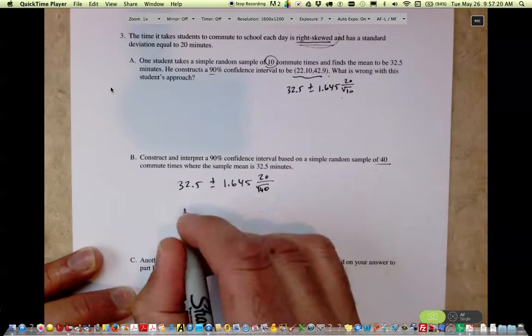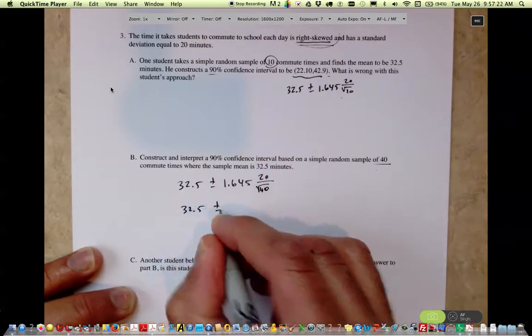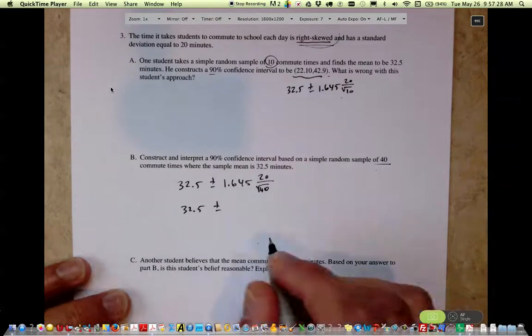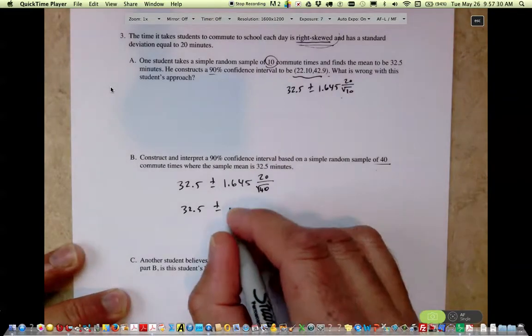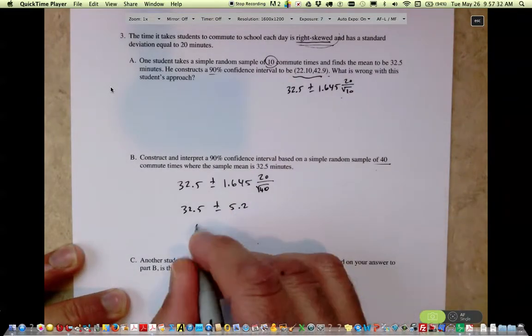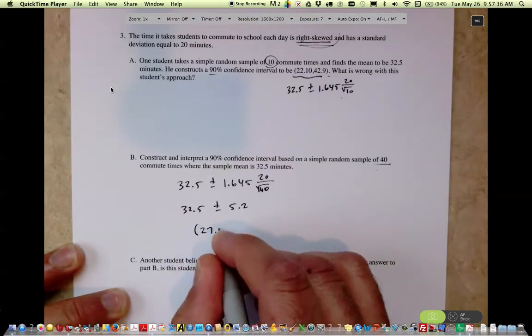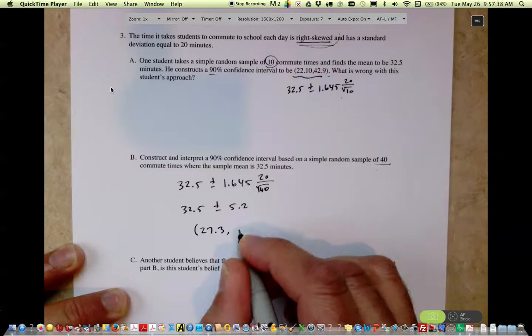And this is going to give us 32.5 plus or minus, and let's see, that margin of error ends up being about 5.2. And so our interval is going to range from about 27.3 up to 35.7.